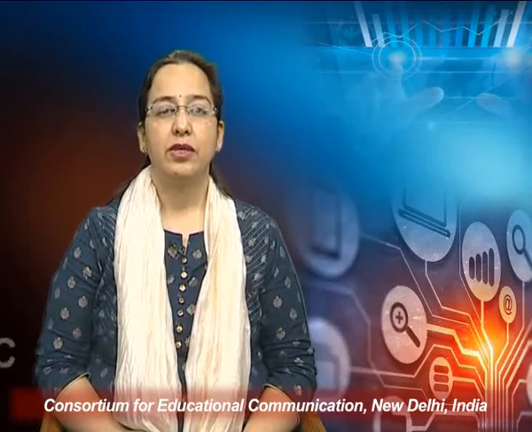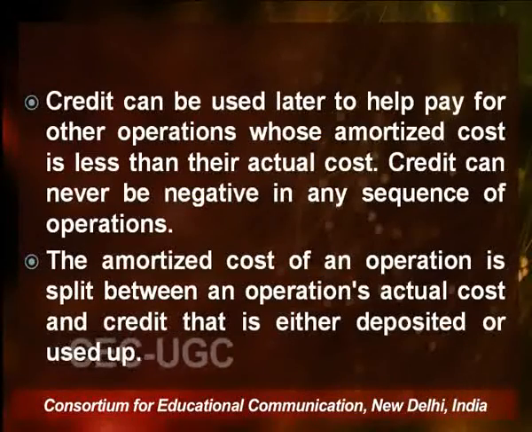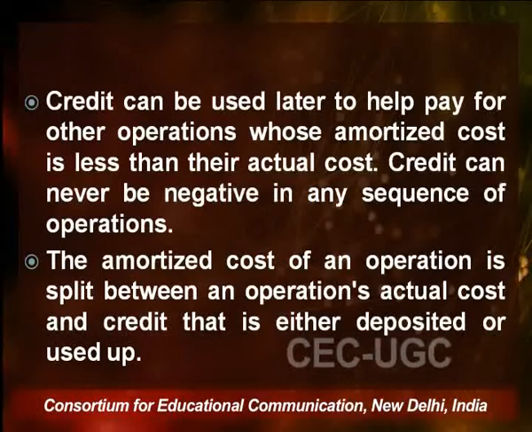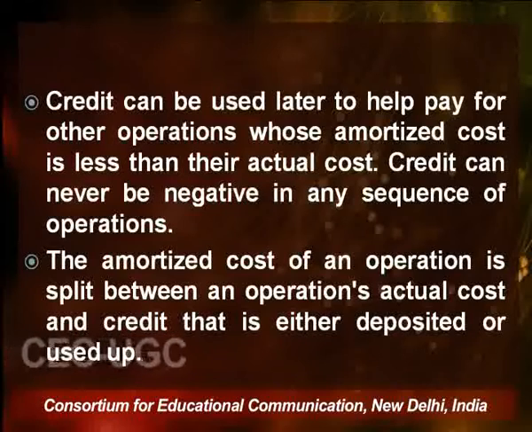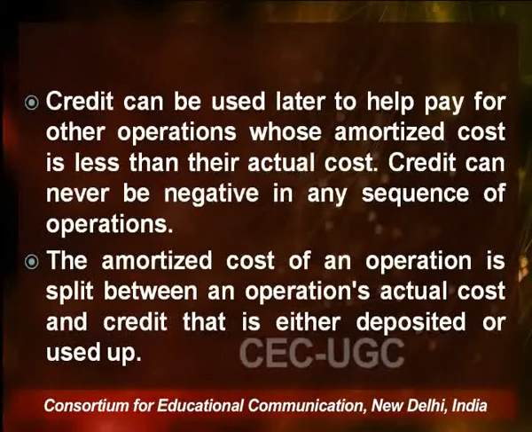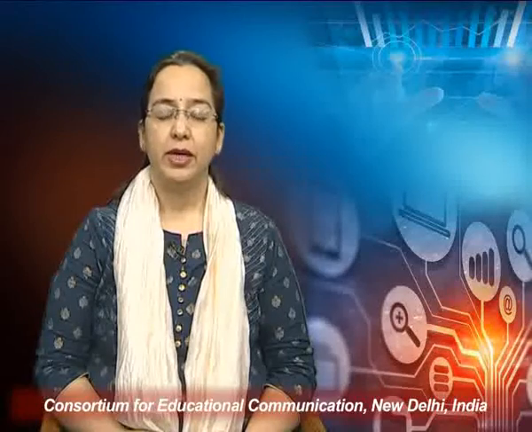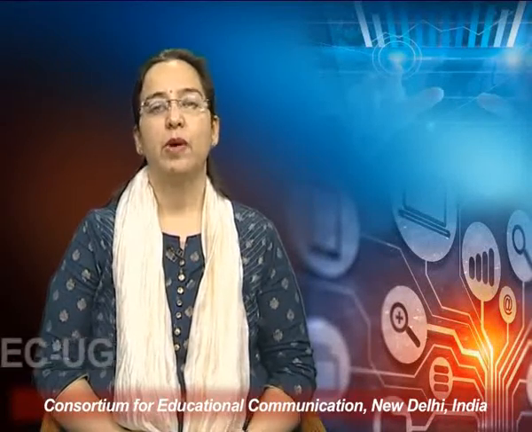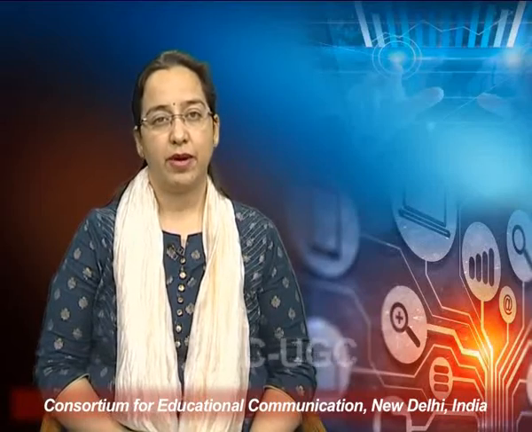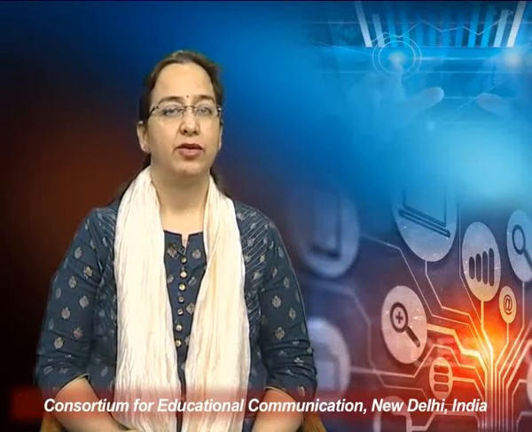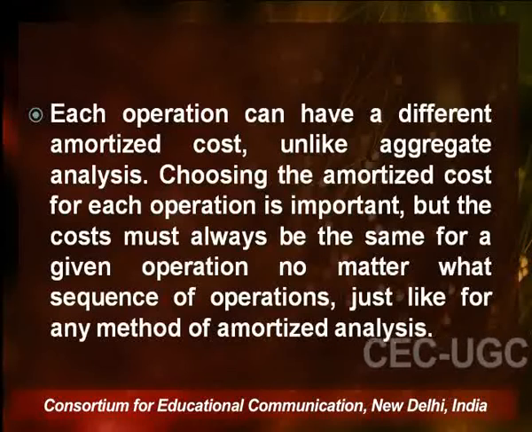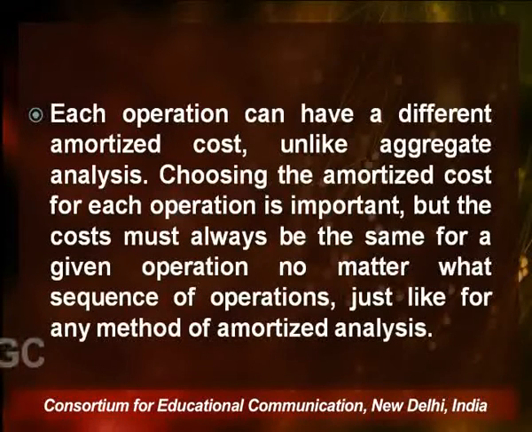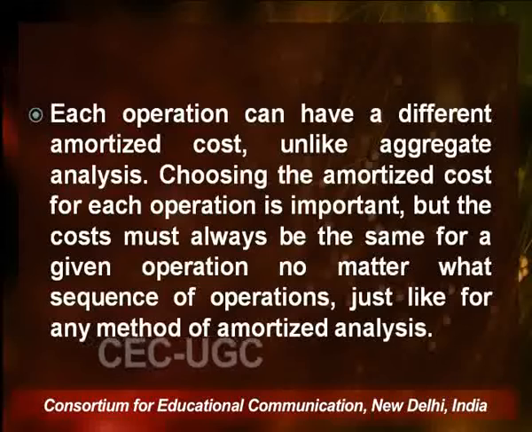The amortized cost of an operation is nothing but a split between the actual cost of the operation and the credit. That credit could either be deposited, or the deposited credit could be used up, so the amortized cost is a blend of two components: credit, either positive or negative, and the operation's actual cost. Here, unlike the aggregate method, each operation can have a different amortized cost, and choosing the amortized cost for each and every operation is very important.